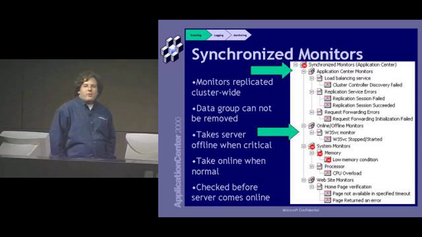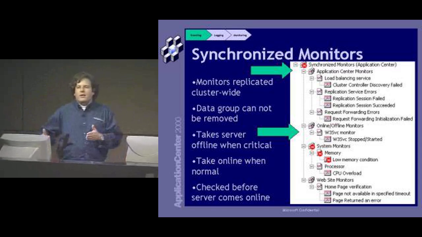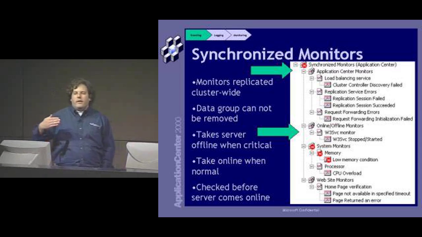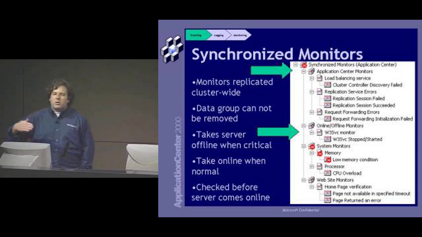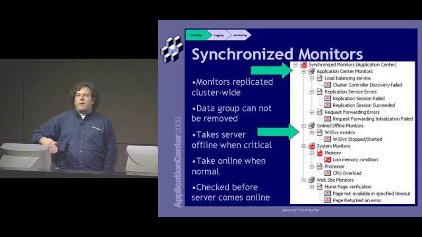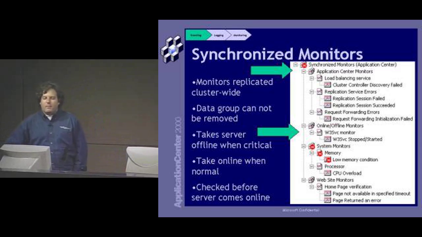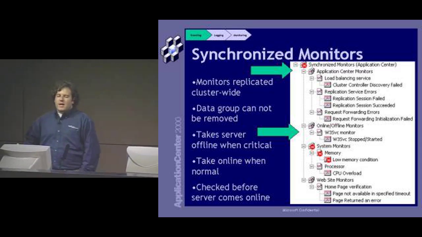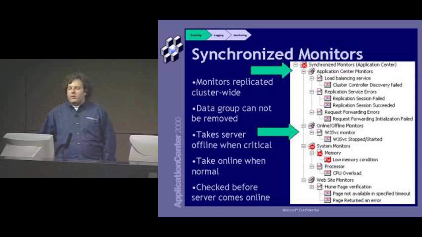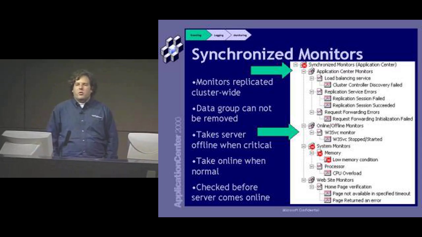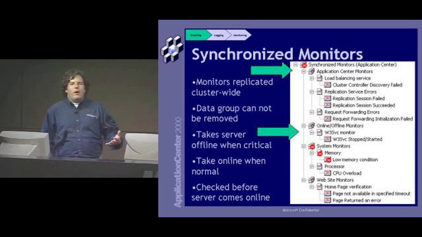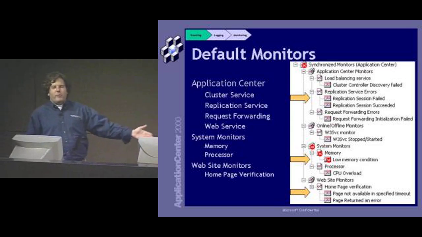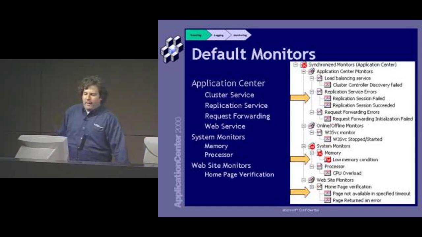The status of that data group is also checked before the cluster services start. So if you're rebooting a server, it comes up and there's something wrong, that server will not be taken online. It is possible to force a server online, though, from the command line. Because this is a potentially dangerous data group, we're only shipping a single sample monitor in that group that watches the W3 service or IIS. If the IIS service stops, we take the server offline. When it restarts, we bring it back online.